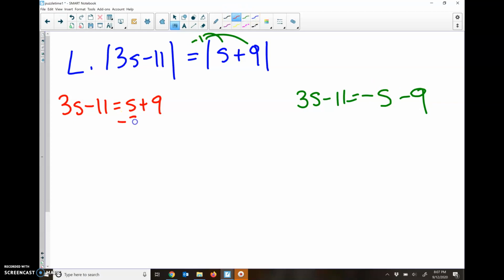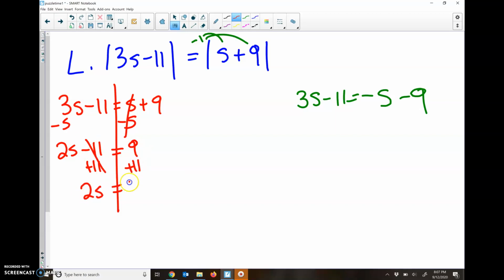All right, and then we solve just like we normally would. Subtract s from each side. So we got 2s minus 11 equals 9. So minus 11, so I'm going to add 11 to each side. So I got 11 plus 9 is 20. Divide by 2, divide by 2. S equals 10.